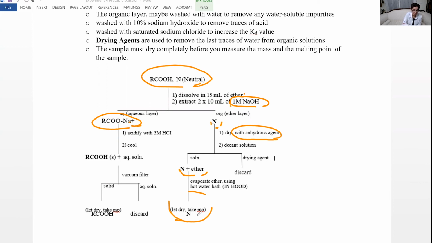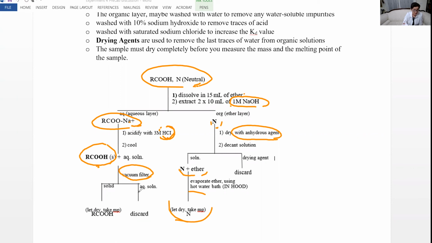The aqueous solution, which is the salt of the acid, after adding HCl is going to go back to the organic acid, and the organic acid is not going to be soluble in water. Only if it has less than 5 carbons would it be soluble in water. But if it was a solid and not soluble in water to begin with, then when it reacts with HCl, it changes to a water-insoluble solid compound. So it would crystallize. You're going to separate it by vacuum filtration.